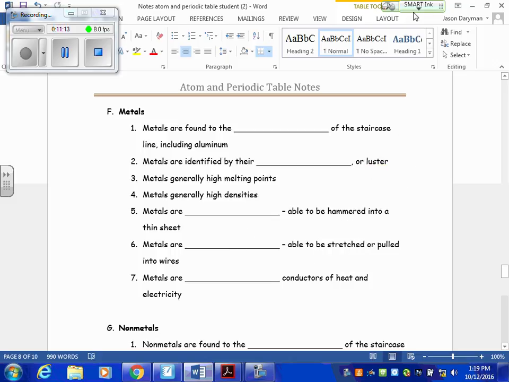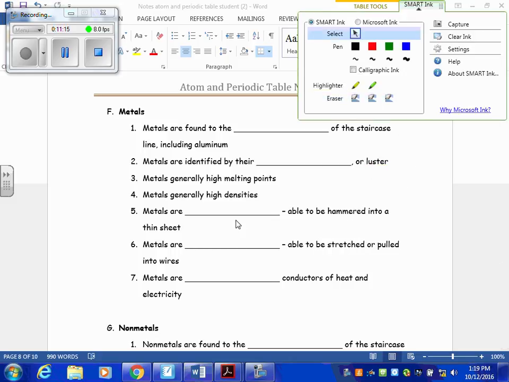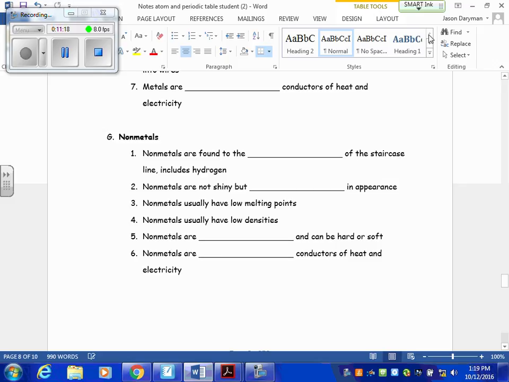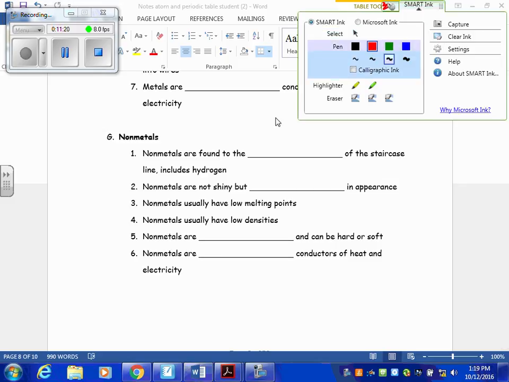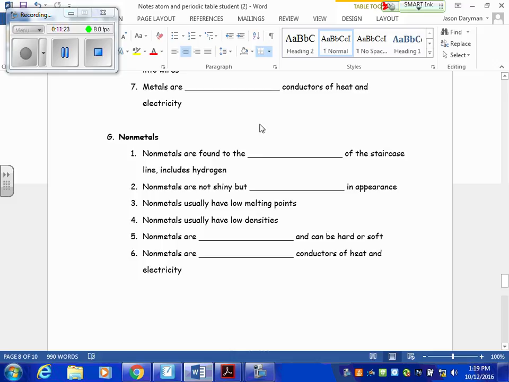Moving right along quickly, down to the nonmetals. You'll notice that a lot of their facts are simply opposite of what we did in metals. Nonmetals are found on the right side of the staircase line. They are not shiny, but rather dull. Opposite. They have low melting points, low density. So a lot of gases and nonmetals will tend to rise up because they are less dense than even air. And they melt at low temperatures.